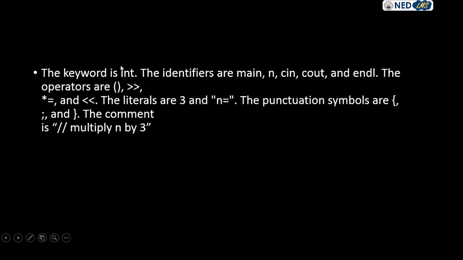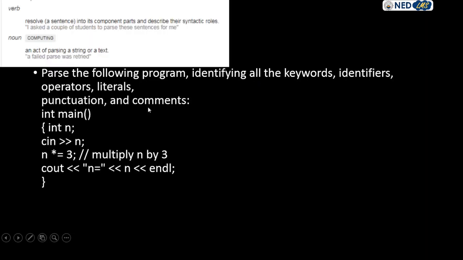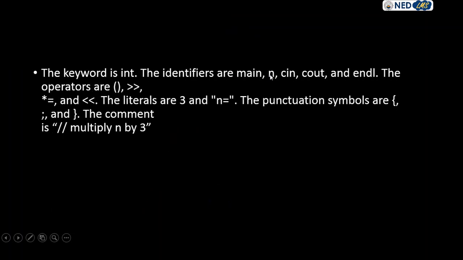So the keyword is int, the identifiers are main, cin and cout. Essentially, main is actually a function, and it is of type integer. cin and cout are also stream objects, and endl is used to flush the output buffer and insert a new line character. So it does two things.